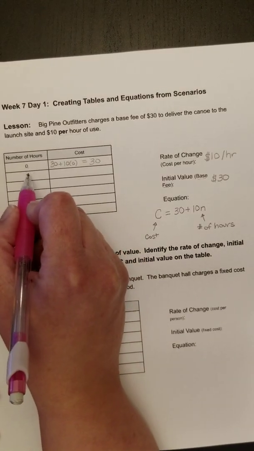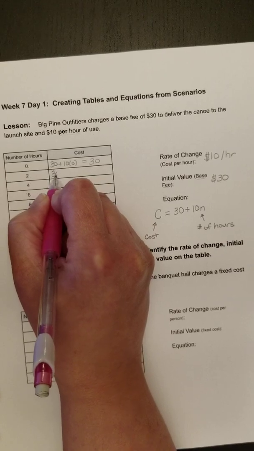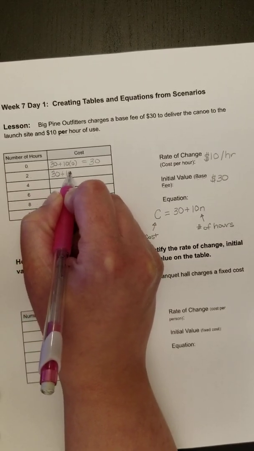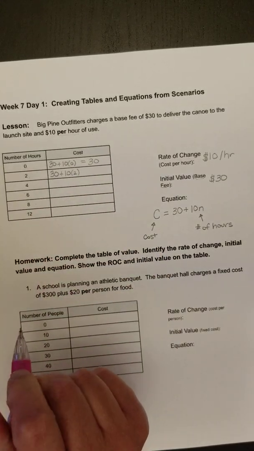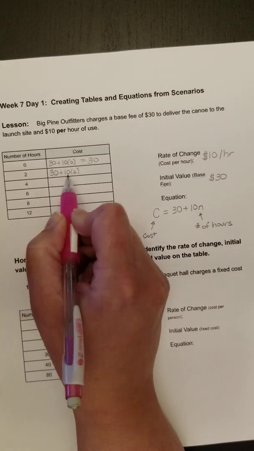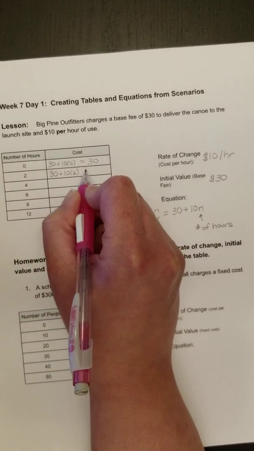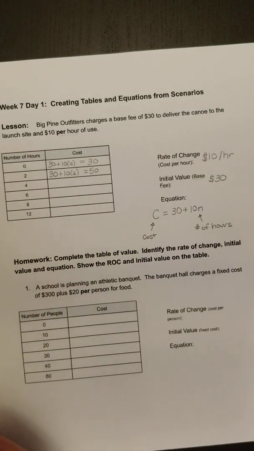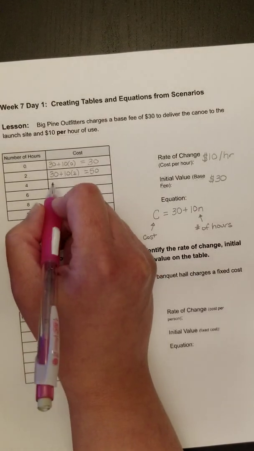So then the next one, if you rent the canoe for 2 hours, you're going to pay that $30 rental fee or delivery fee plus $10 per hour times the 2 hours that you're renting the canoe. So 30 plus $10 times 2, 10 times 2 is $20. So 30 plus 20, you're going to rent the canoe for a total of $50 for 2 hours. We can keep going here.